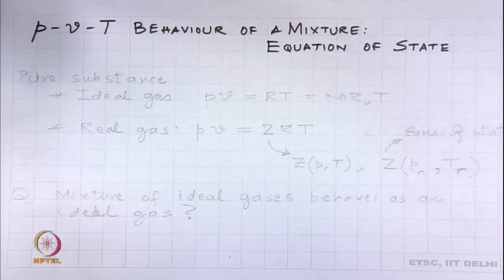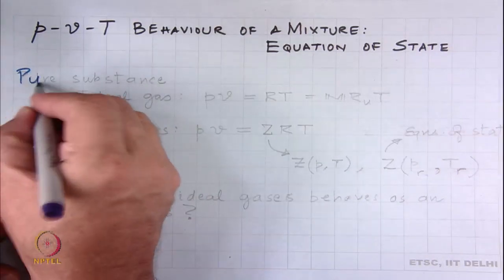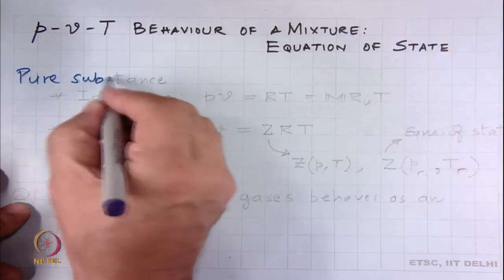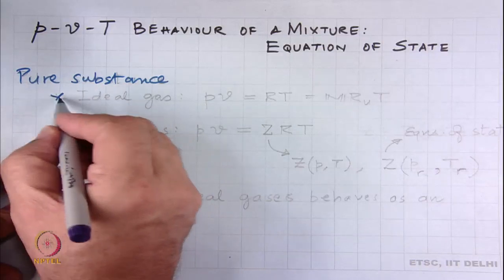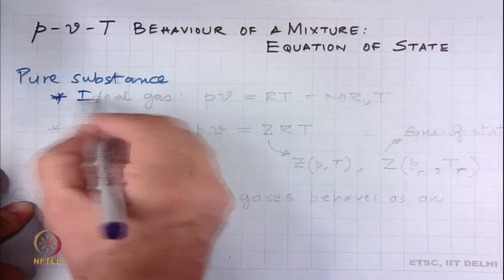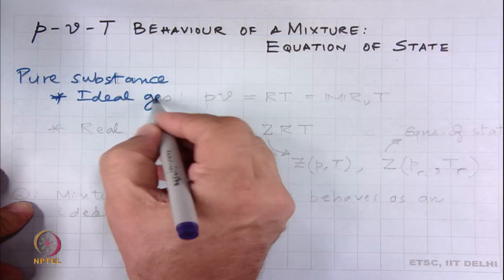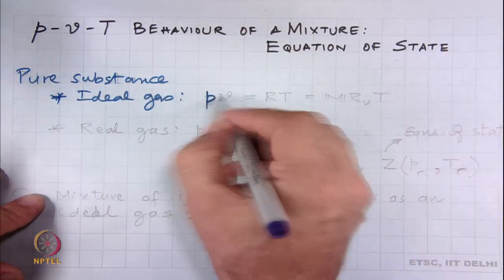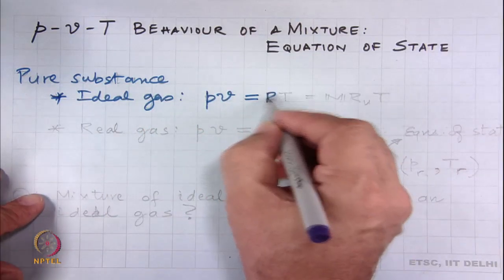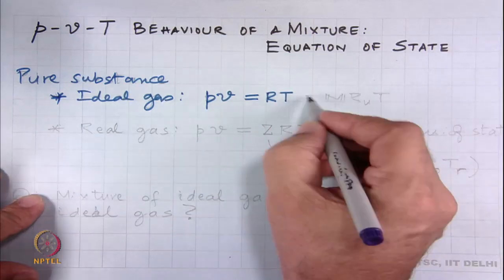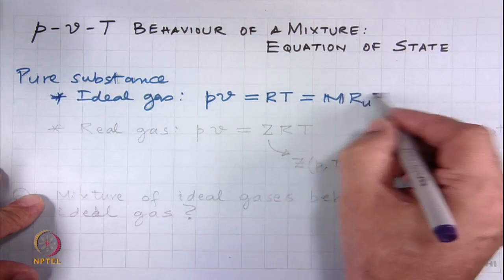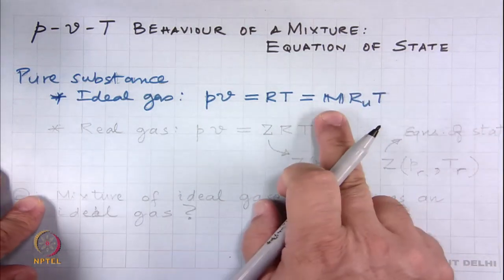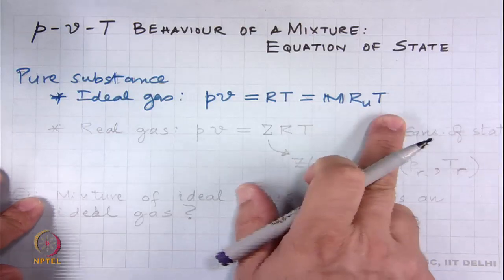So, we go back to what we have already learned, that for a pure substance we had the ideal gas equation of state, where we said PV is equal to RT, or, in terms of the molar mass and the universal gas constant, that is what it is.